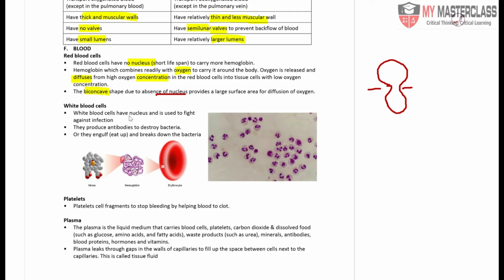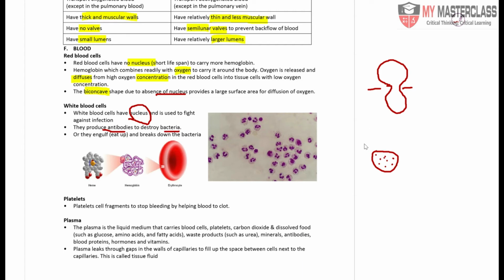Now white blood cells, on the other hand, different from red blood cells, have got a nucleus. Two purposes of white blood cells. First one is to produce antibodies. So imagine this is the bad cell, let's say a bacteria cell. Antibodies come and poke holes or bind to this bacteria cell and therefore destroy the bacteria.